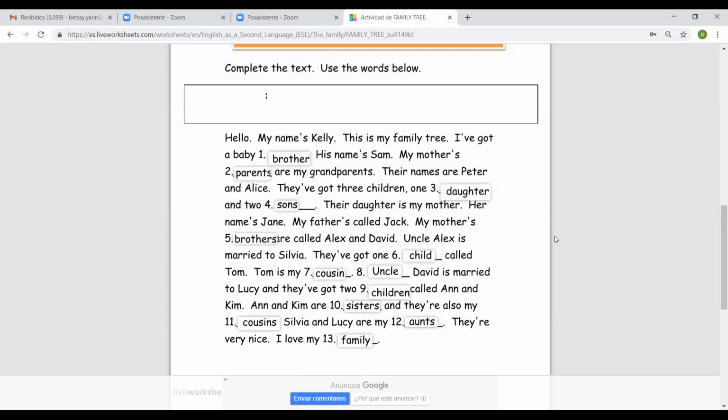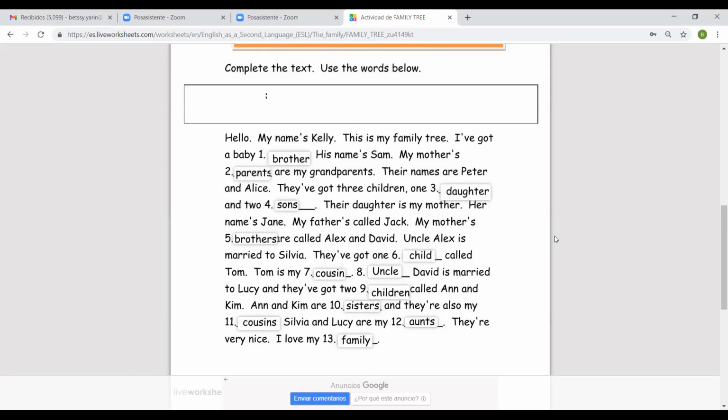Their daughter is my mother. Her name's Jane. My father's called Jack. My mother's brothers are called Alex and David. Uncle Alex is married to Sylvia. They've got 1 child called Tom. Tom is my cousin. Uncle David is married to Lucy, and they've got 2 children called Anne and Kim.